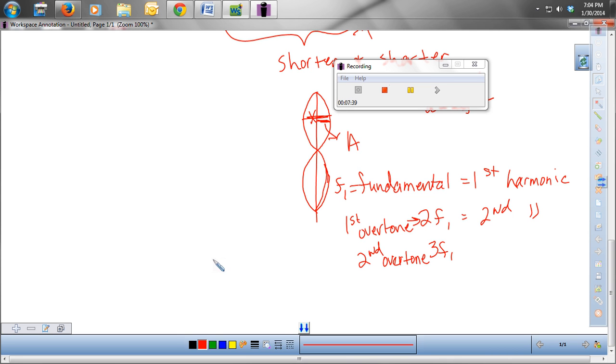When you draw a standing wave, make sure that you can identify the nodes and the antinodes, these regions here of maximum displacement, and this is my position of equilibrium or rest.